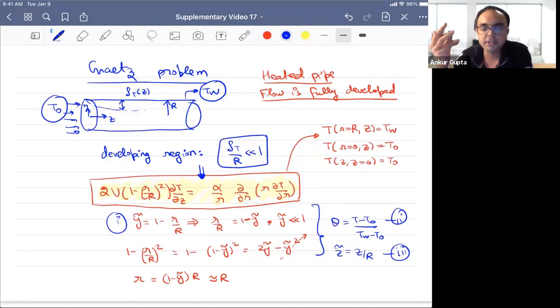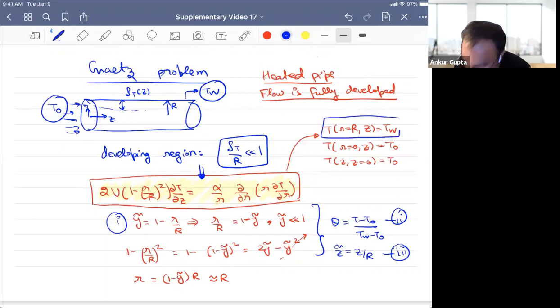So that's essentially the physical feature: there is no convection in the R direction because there is no velocity in the R direction, and there is no conduction in the Z direction because delta Z is much, much larger than delta R. So essentially all the conduction happens in the radial region, and all the convection happens in the Z direction. So that's essentially the physical meaning.